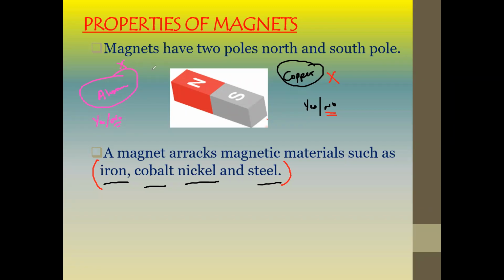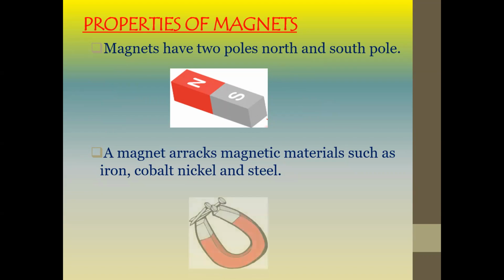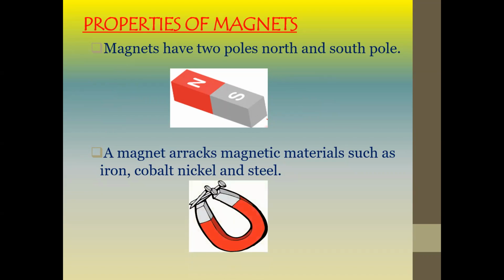So students get confused with this. They think that all metals are magnetic. That is a wrong concept. All metals are not magnetic. Only a few materials or elements are magnetic, such as iron, cobalt, nickel and steel. The rest are non-magnetic materials. Even though it's a metal or a non-metal, it does not experience any attraction from the magnet. So if an object is made up of iron, cobalt, nickel, or steel, it will be attracted. Otherwise, it won't be attracted.